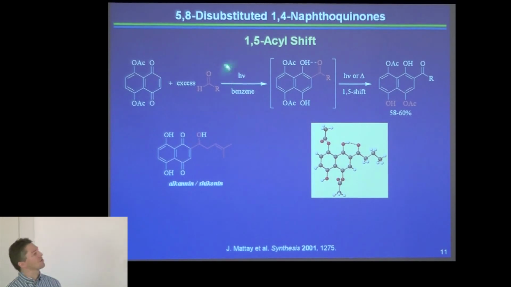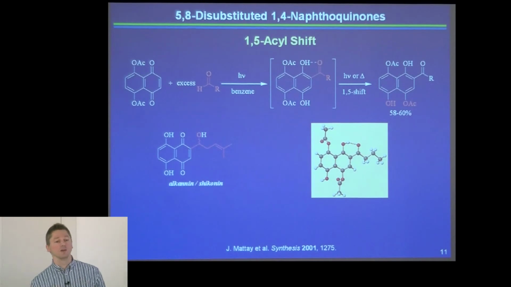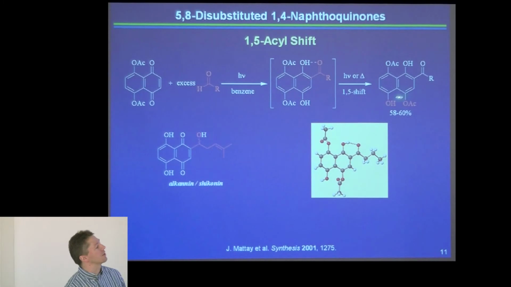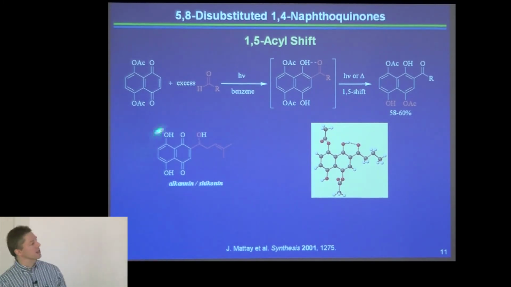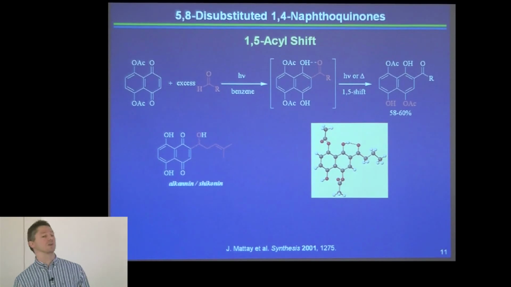So there was a 1,5 acyl shift happening down here. We don't know if it's thermally or photochemically stimulated or ignited. We only know that it's obviously occurring, and that some of the literature data obviously had ignored that. Yields were quite nice. This was our target compound at that time. It's a very interesting naturally occurring quinone. It has magical properties, very highly bioactive, and this was just a simple analog towards this.